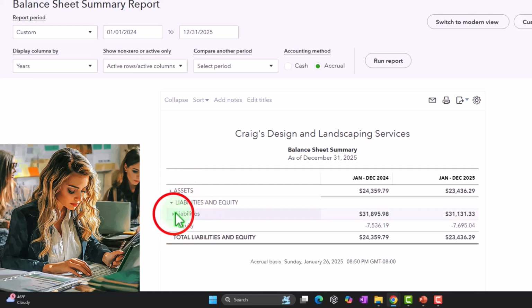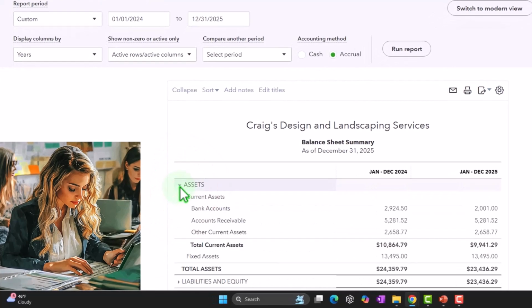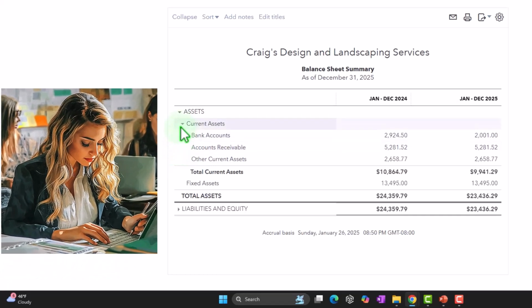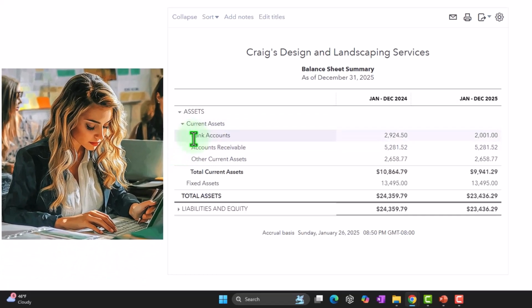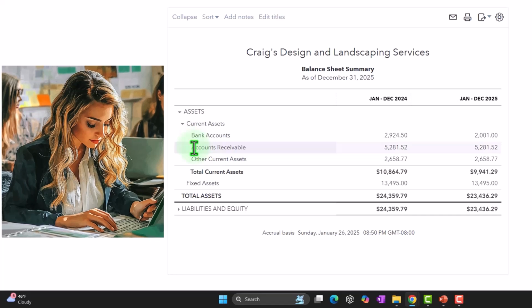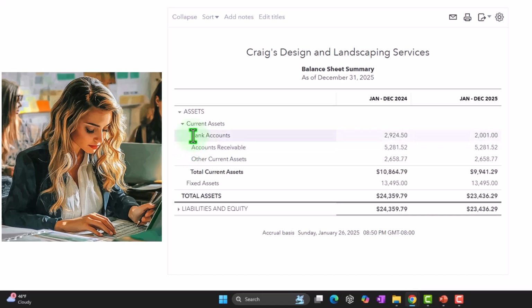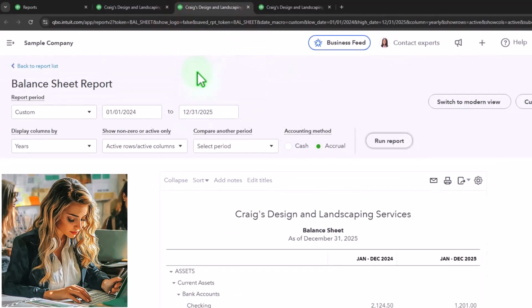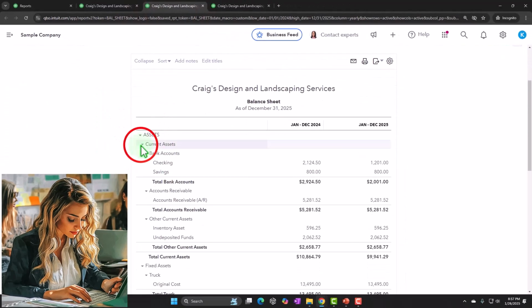All right, so if we go into each of these, let me go into the assets. What kind of assets do we have here? Notice the categorization. We've got the current assets and then bank accounts, the accounts receivable, and the other current assets. You might be asking, where do they come up with these categories, as opposed to if I went to the full balance sheet under assets.